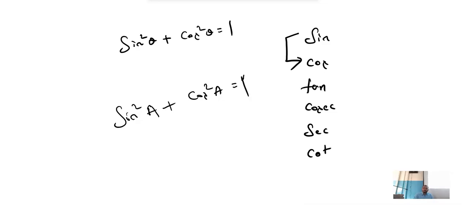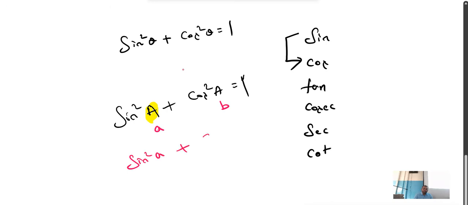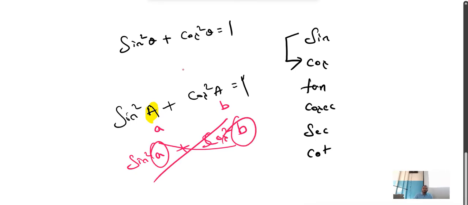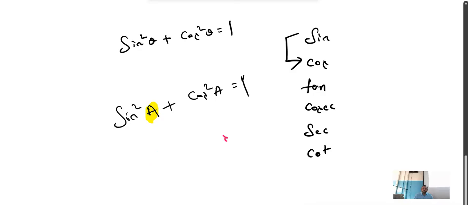Please be careful with one step. Can you see this here? Here you cannot write small a, small b. You should not write like this. This is wrong. Here you have to use capital letters. No small letters should be used. Any doubts?